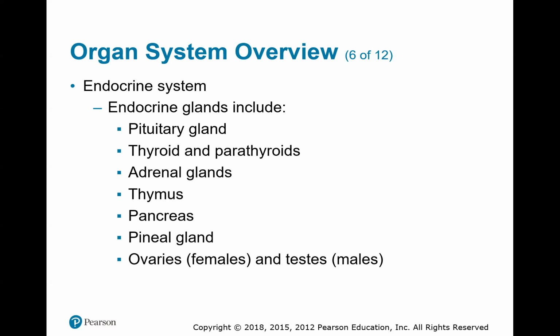This one helps with something called oxytocin, which is going to help with labor as well as milk production. We have prolactin that also helps with milk production. So, very important little gland there. The thyroid gland will be found in the neck.